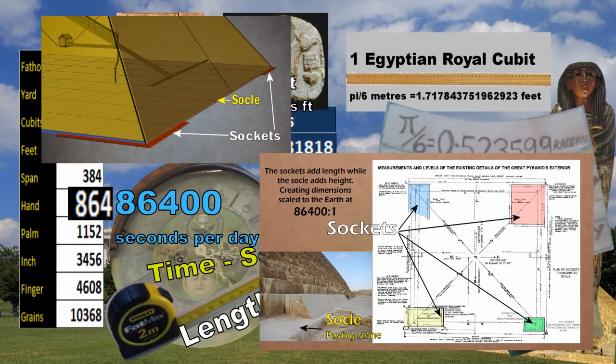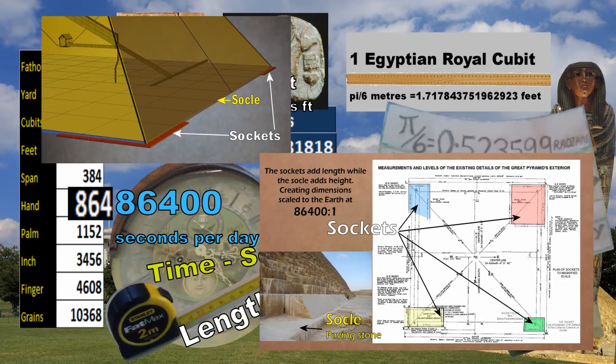So we have the pyramid itself, and then you see in the top left corner, it's built on the socle, or the paving stones. Then at the corner, we have the sockets. Now each one of them is of a different size. You can colour them so we can understand. The socle, or the paving stone, gives it a little bit extra height. The sockets at the corner give it a little bit extra length.